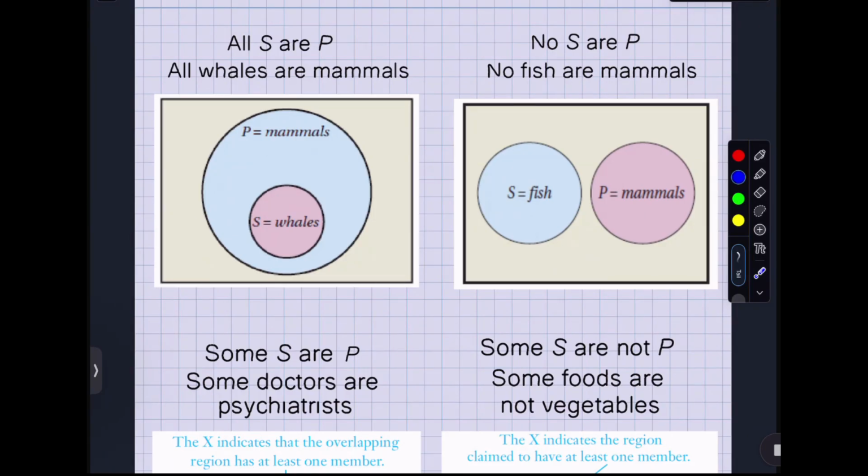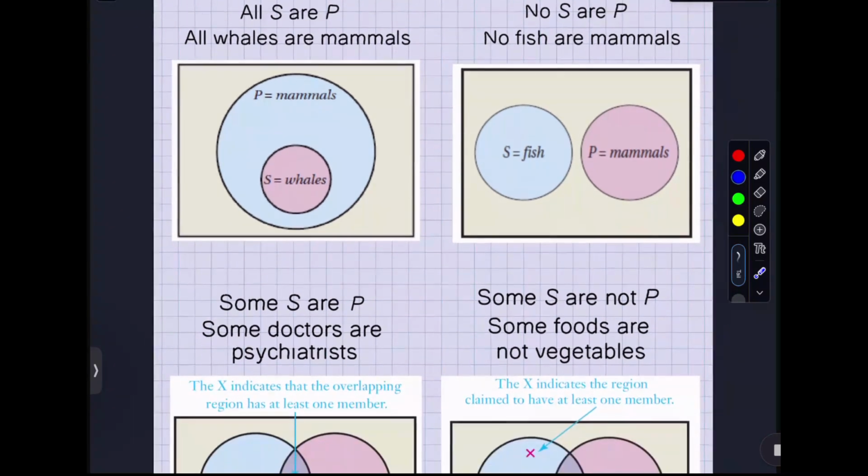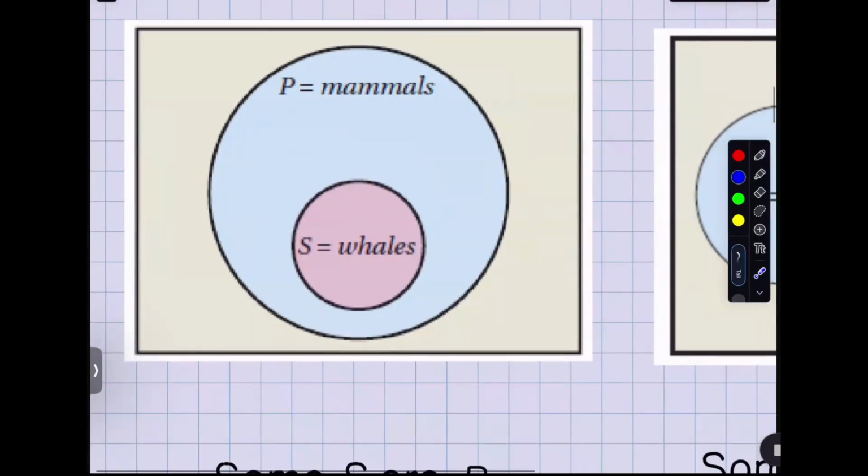So why the rectangle then? The rectangle represents the rest of the world. Okay? And then if there's disjoint, then it's saying that no fish are mammals, and no mammals are fish. Right? Now, you could turn this around and say that some mammals are whales, right? But really, this is more about all whales are mammals.